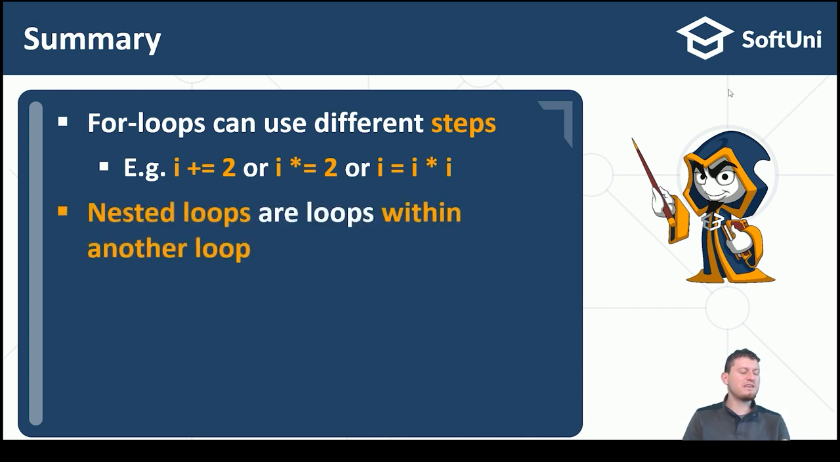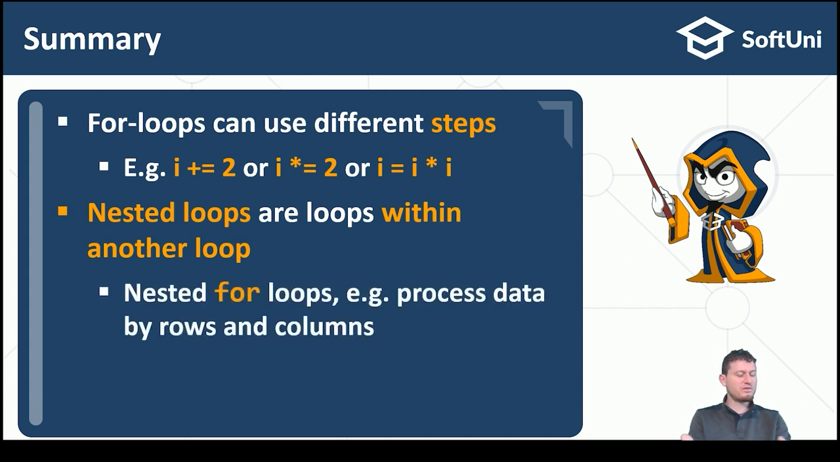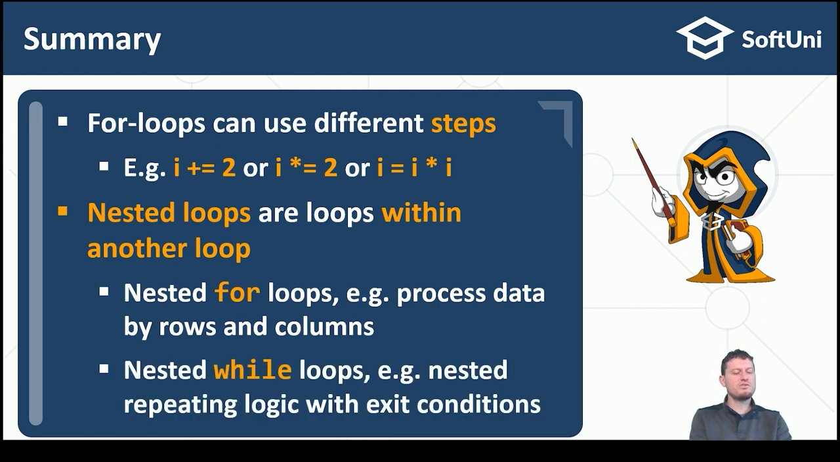Later we learned today that we can nest loops one inside another. We can repeat a piece of code which also holds something which repeats a piece of code. We can iterate through all the rows in a table, and for each row we can iterate through all the columns in the current row. For example, nested loops are used when we process tabular data, process data by rows, and each row is processed by columns. Nested while loops can be used when we have nested repeating logic with some exit conditions, like we read numbers until we reach the end, and for each number we do something which requires a nested loop.